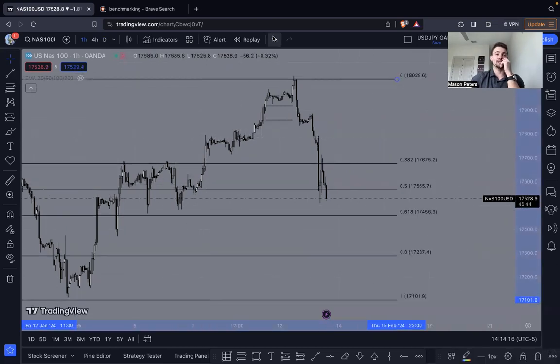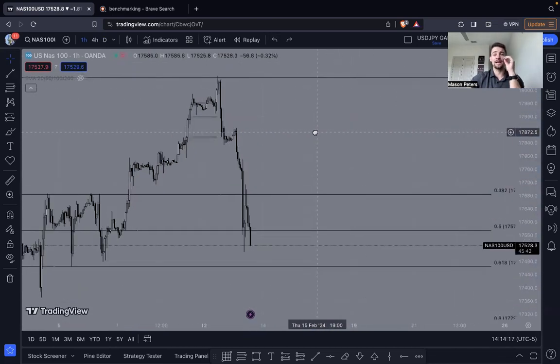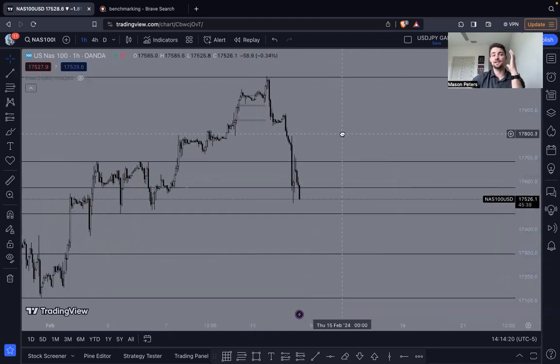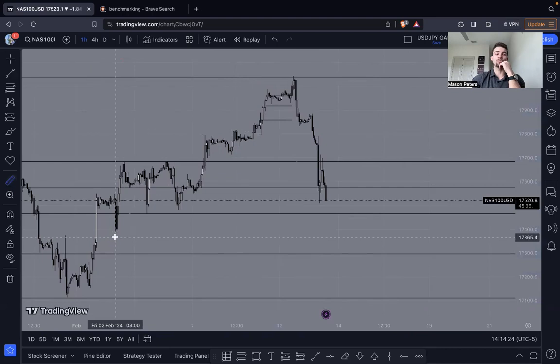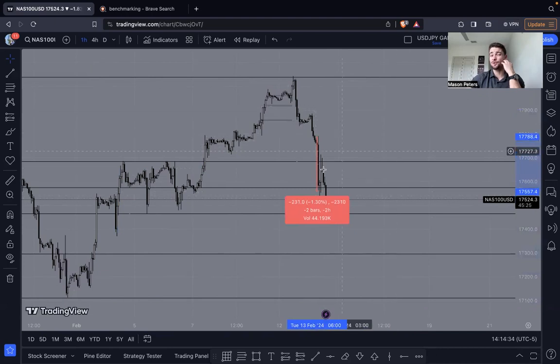So fascinatingly, this is fascinating. Pay attention to this. With indices, they're very fast, volatile moves. I mean, we're talking like 9 o'clock to 10 o'clock could be very volatile. When news hits, you could have a 1% move, which is 231 pips on a 0.01 lot size.